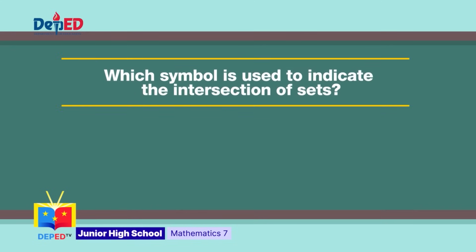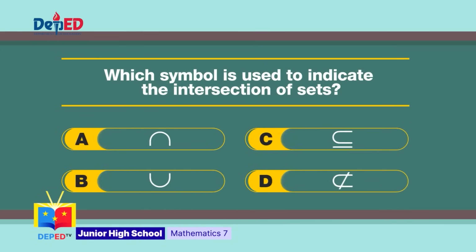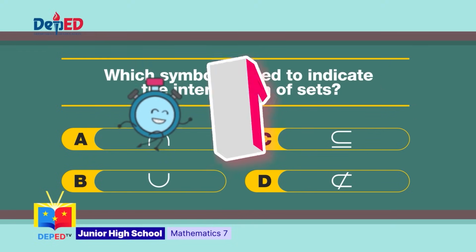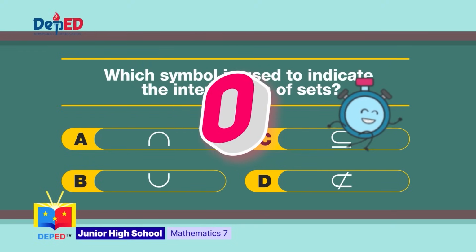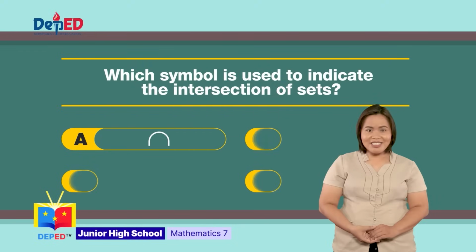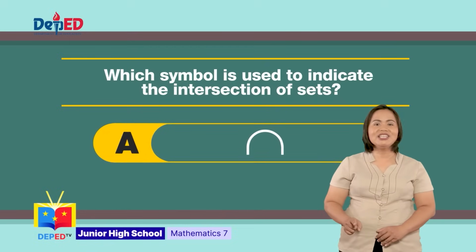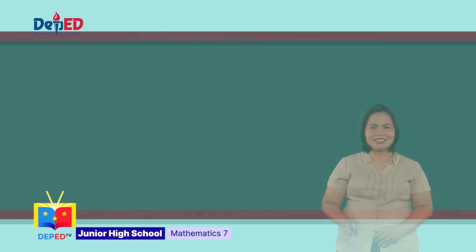Third question. Which symbol is used to indicate the intersection of sets? Timer! Good job! The correct answer is letter A. This is the symbol to indicate the intersection of sets.